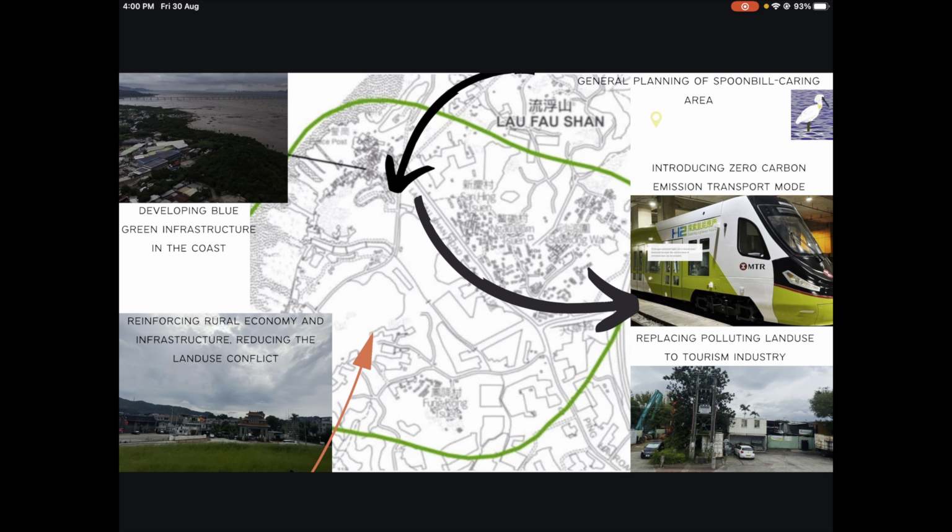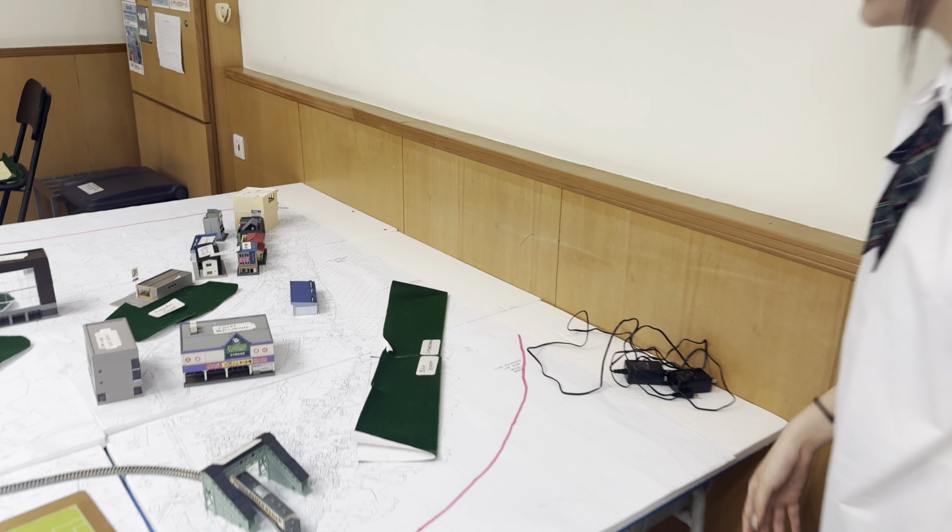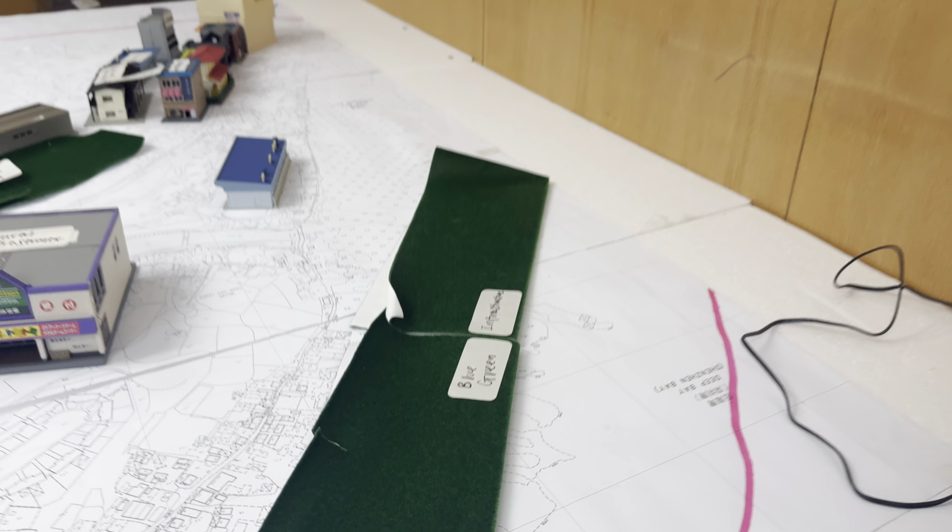In the principle of spoonbill-caring planning area, blue-green infrastructure will be built on the coast of Lafoshan. Rural economy will be reinforced by improving the infrastructure, so the land use conflict can be reduced. A hydrogen train style of light rail will enhance the development and the accessibility. The brownfield has to be replaced in order to boost the tourism industry, especially tourists. And we build up blue-green infrastructure to let the tourists enjoy the good scenery near the bay.